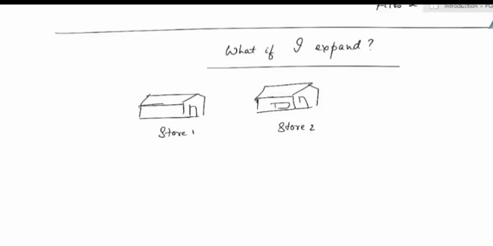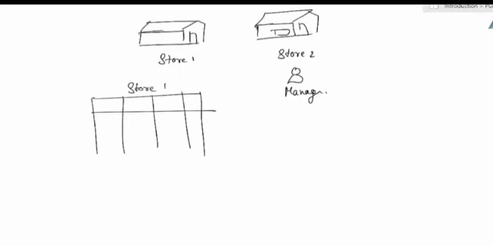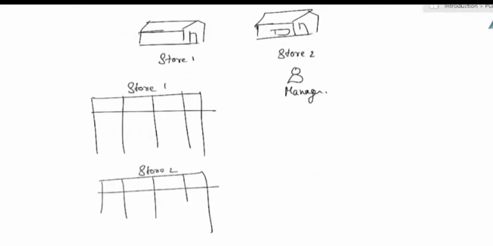Well, let's see. So I open my second coffee shop, and I can be at both places, right? I have a manager here. So he or she is going to take care of the stuff in store 2, and I'm going to take care of the stuff in store 1. And we repeat the process again. We have folders here, 1, 2, 3, and 4. One for store 1, and another set of folders for store 2.